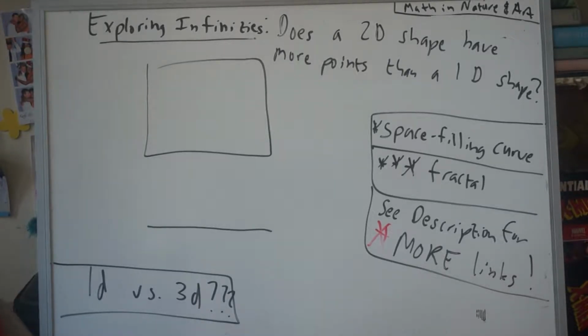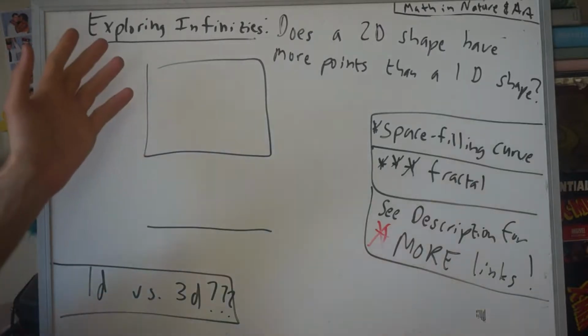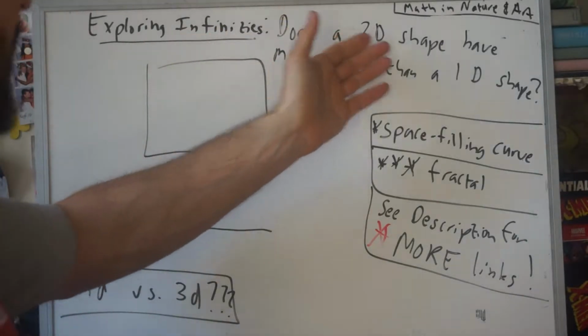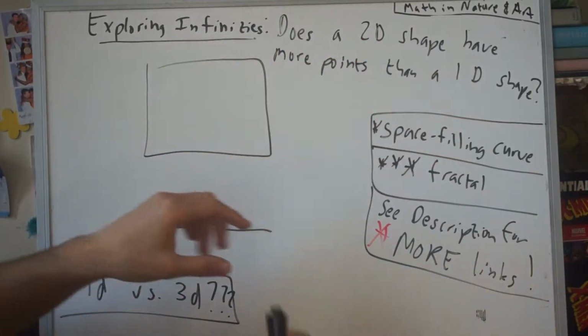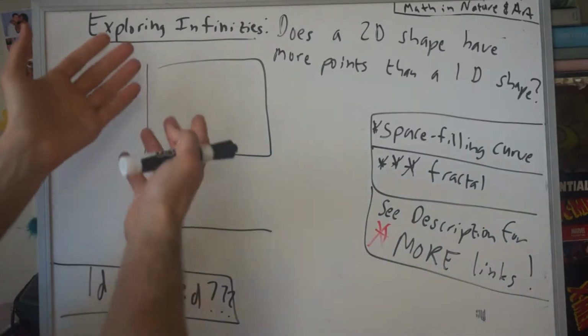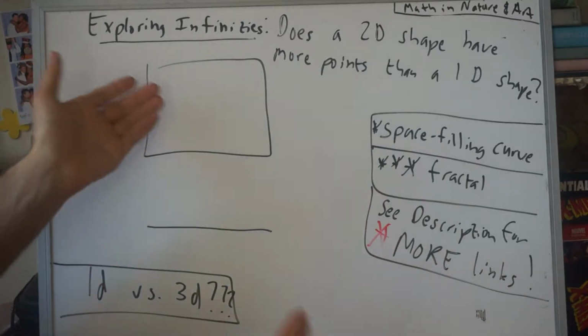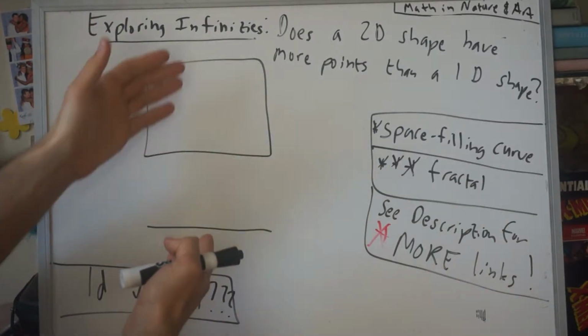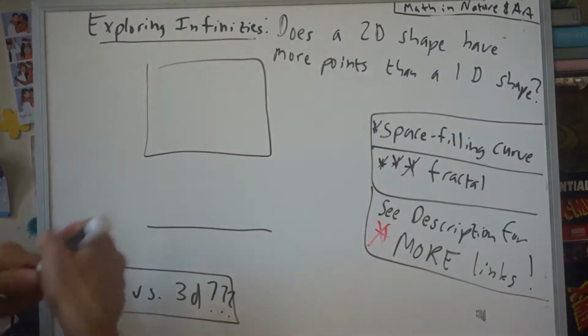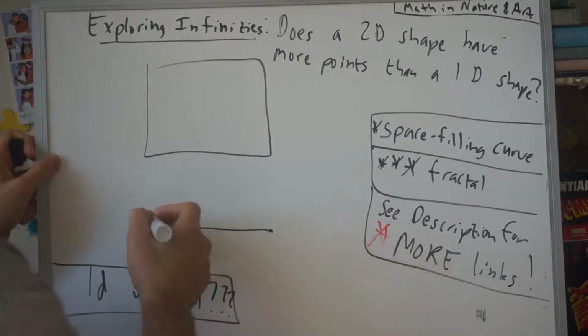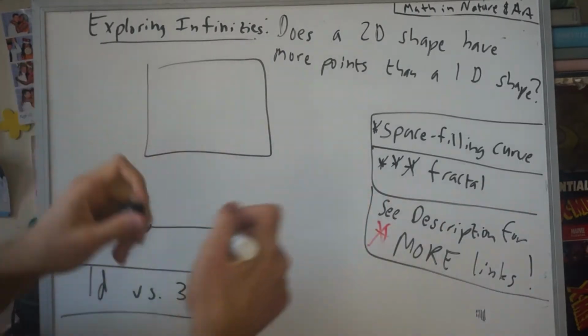In the previous video, we looked at short line segments versus long line segments and saw that the length doesn't matter, they both have an infinite number of points. So today's video is, does a 2D shape have more points than a 1D shape? Now we're not even just longer in 1D, now we're in 2 dimensions. So again, the intuition might be, come on, surely this whole area must have more points than just this line segment. Or an infinite line, doesn't matter.